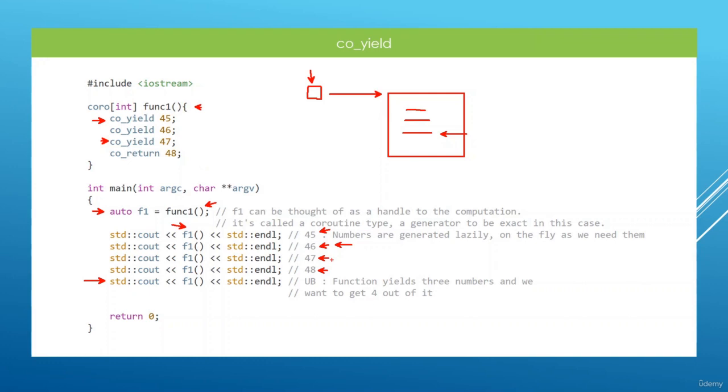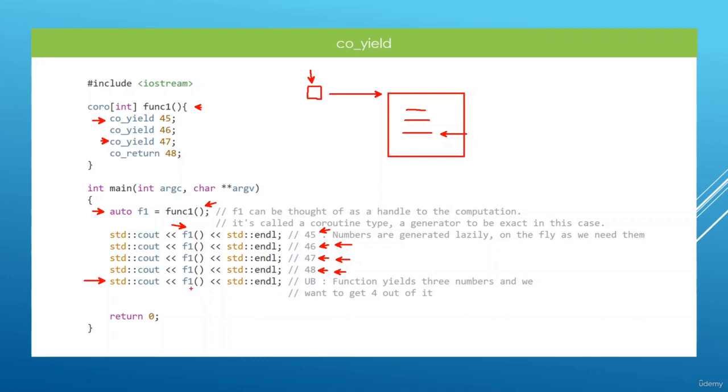Next time we call f1, we're going to resume from this point, and we're going to run until we hit coyield 47. This is going to return 47 that we print right here. And next time we resume by calling f1, we will run until the co_return statement. We're going to return 45. We're going to print that right here. And that will be the end of our coroutine.